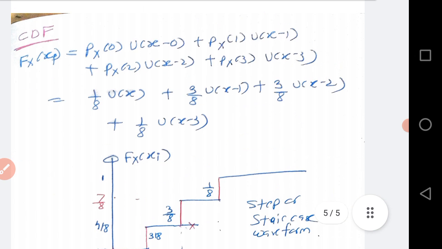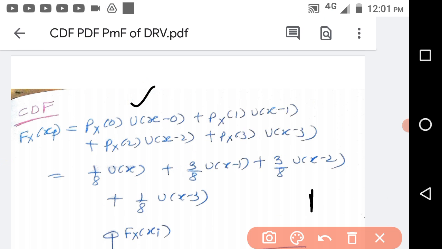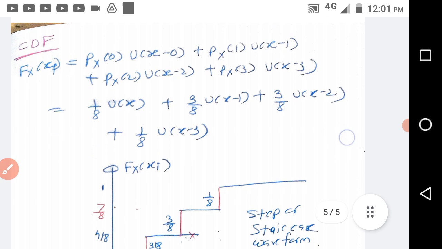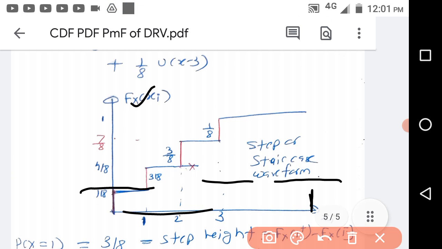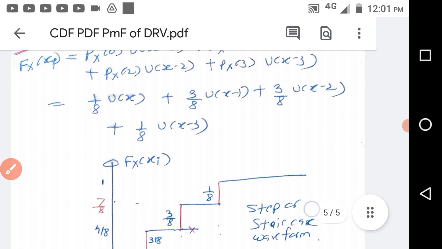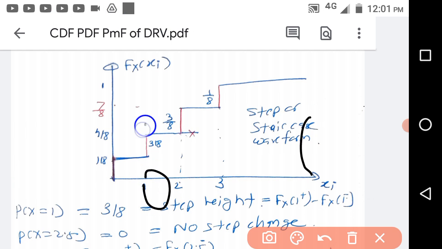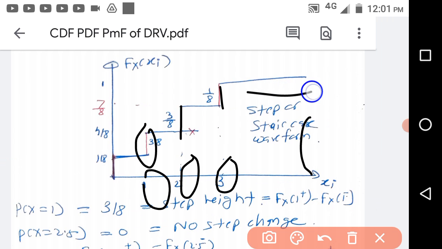Let us see the CDF. The CDF formula is, you know, that instead of delta you will get the unit step here. Other things are the same: 1 by 8 u(x), 3 by 8 u(x minus 1), 3 by 8 u(x minus 2), and 1 by 8 u(x minus 3), because it is the summation of the PMF into the unit step sequence. So at 0 the amplitude is 1 by 8, then at 1 it is 3 by 8 that rises there, then at 2 again 3 by 8 rises, at 3 1 by 8 rises, and the final value of the CDF F_X(x) is always 1.